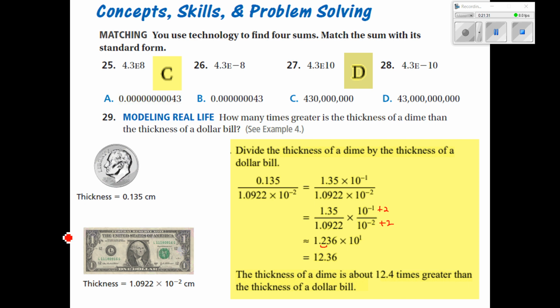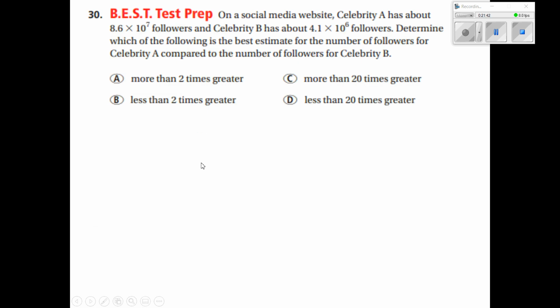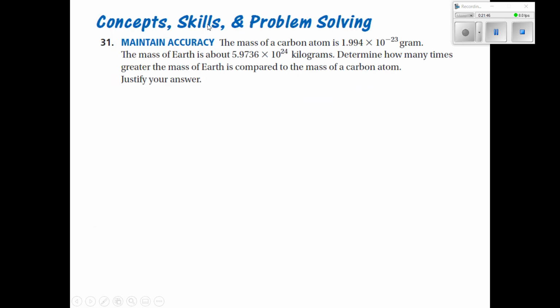Oh, there it is. Since 6 is bigger than 5, we're going to round up our 3 to 4. That's where they got 12.4. All right, let's move on. 30 is for you to do. 31 says concept skills and problem solving.